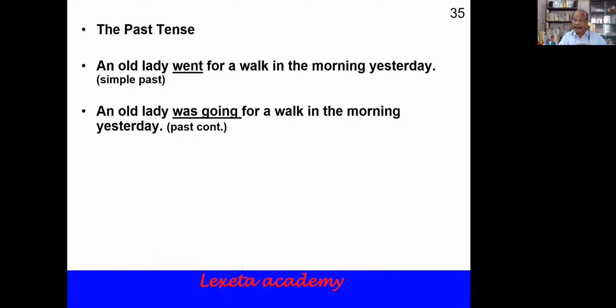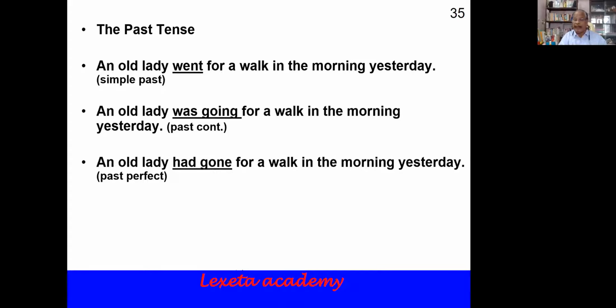An old lady was going. Is present tense, was past tense. Singular. An old lady was going for a walk in the morning yesterday. Adverb of time. Past continuous tense.